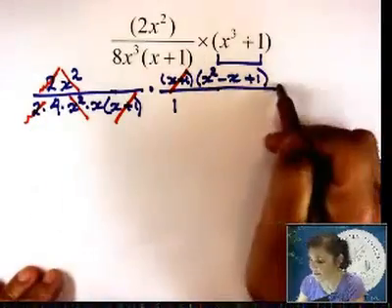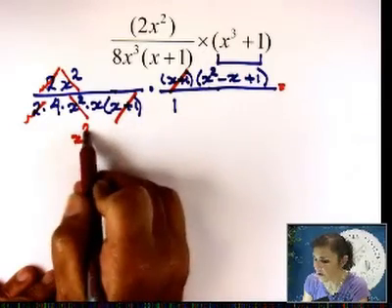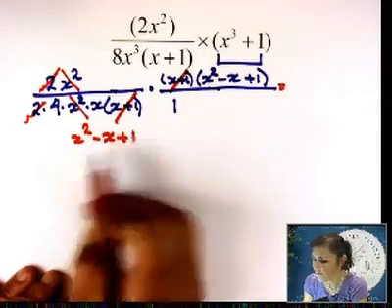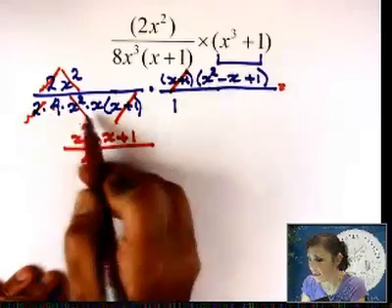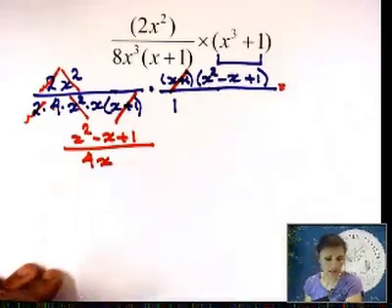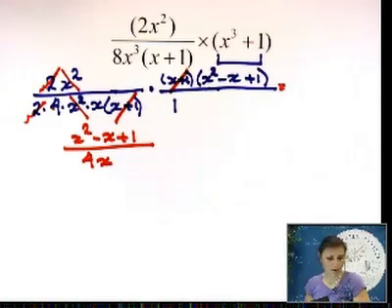So what do I have left at the end? I have this long one, x squared minus x plus 1, and I have a 4. I have an x. And that's all I have. I cannot cross any of these out, and that's the end of this problem.